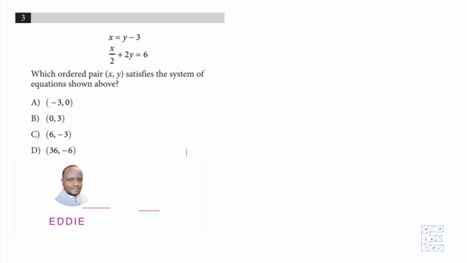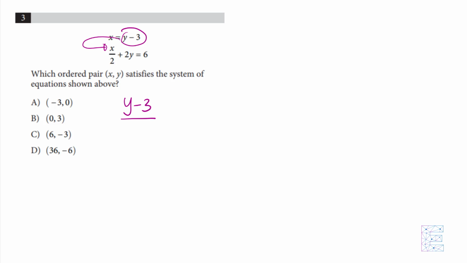Which ordered pair xy satisfies the system of equations above? So with systems of equations, we have multiple options for solving, which are elimination, graphing, and last but not least is the substitution method. The way this question is written, substitution would be the best option. And thankfully, we've already isolated x for us, so we don't have to isolate x. All we need to do is take this y minus 3 and we plug it into this x. So it'll be y minus 3, because that's the given value of x, over 2 plus 2y equals 6.